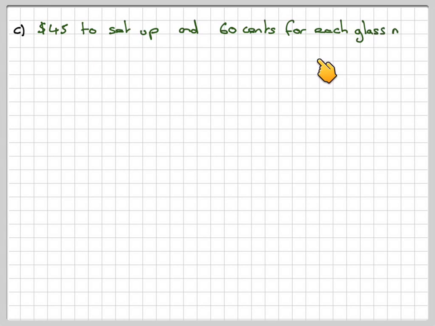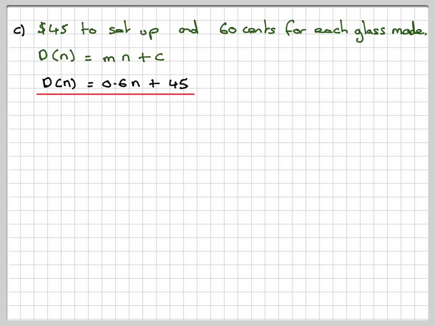So, 45 to set up and 60 cents for each glass. The general form of D of n is mn plus c. Remember, this is the setup cost. M represents the cost for each glass. Units have to be the same, so 60 cents is going to be D of n equals 0.6n plus 45.